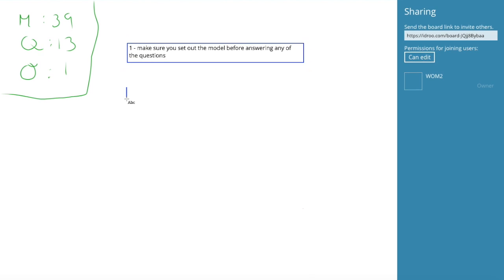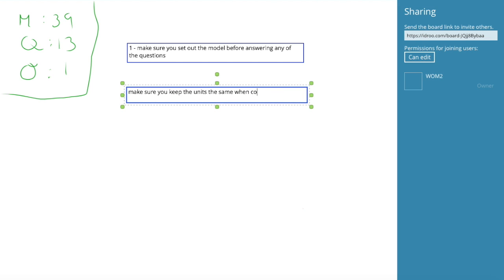Number two, make sure you keep the units the same when converting. So every time they ask you things like what fraction of an oink does 9 moos represent, it's a bit like saying if I have 20 cents, what fraction of a dollar is that? You wouldn't say 20 over 1, you would have to convert the dollar into 100 cents. Same thing here, you would convert the oink into moos, or if you wanted to, the moos into oink, but it's much more complicated that way. So make sure you keep the units the same when converting.